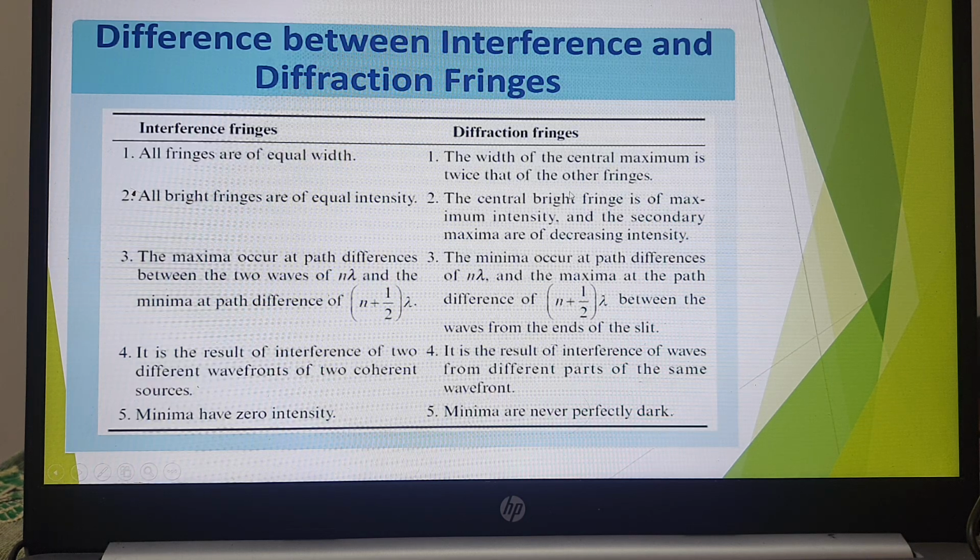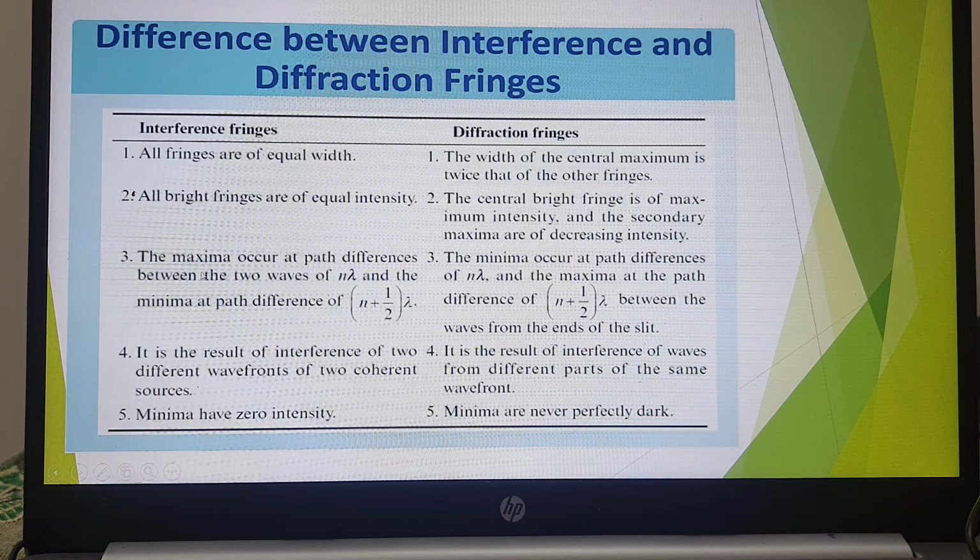Here in diffraction fringes, the center fringe has the maximum intensity and the secondary maxima have decreasing intensity. We will discuss what secondary maxima and minima are in further slides.